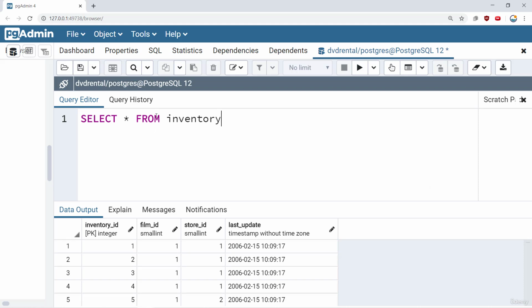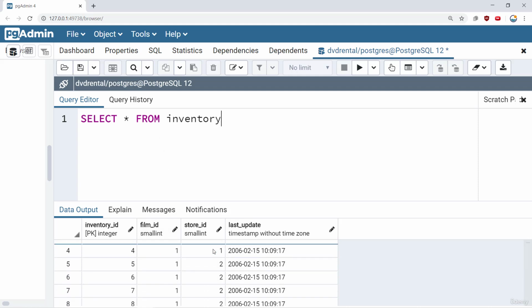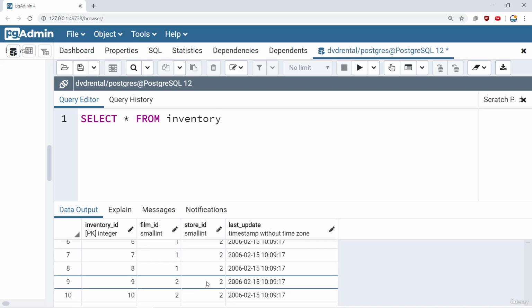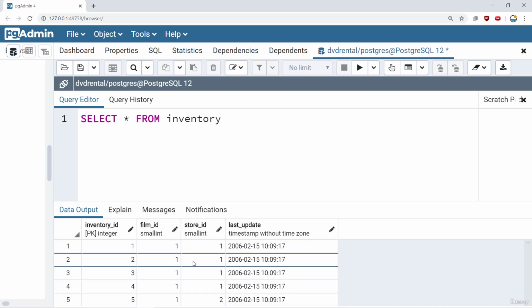So let's start exploring this. Keep in mind, each row in the film table may have 0 or many rows in the inventory table. So for example, film ID 1 is currently in inventory both in store ID 1 and store ID 2. So we have lots of copies of film ID 1 in both stores. So what I'm going to do is the following.